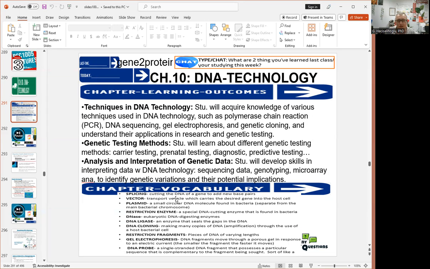Restriction fragments, pieces of DNA in various lengths. Gel electrophoresis, putting the DNA into a gel, moving through the gel pores in response to electric current. And DNA probe, which is a single-stranded DNA fragment that possesses a particular sequence and is complementary to the fragment being sought. So these are some vocabulary.